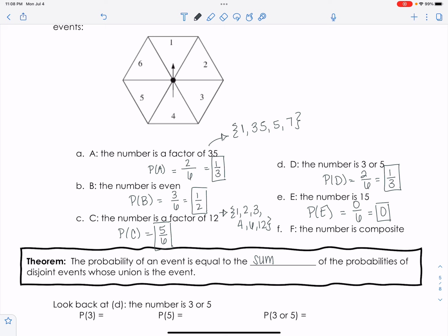And then event F, the number is composite. Composite meaning it's not prime, that it can be broken down. 1, 2, 3 are prime, 4 is composite, 5 is prime, 6 is composite. And so I've got 2 out of a total of 6, or 1/3 again.